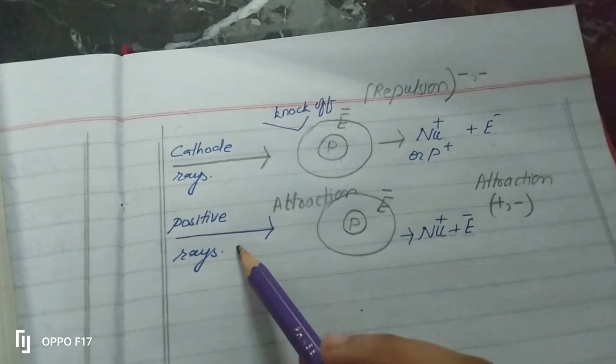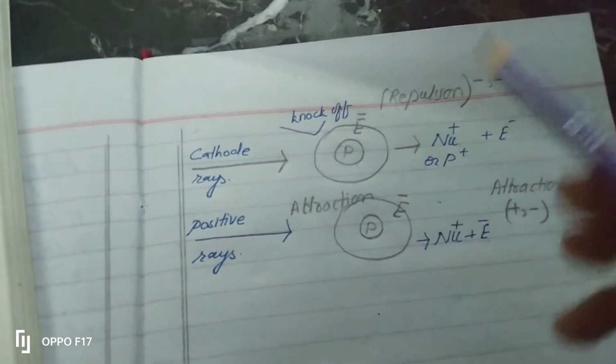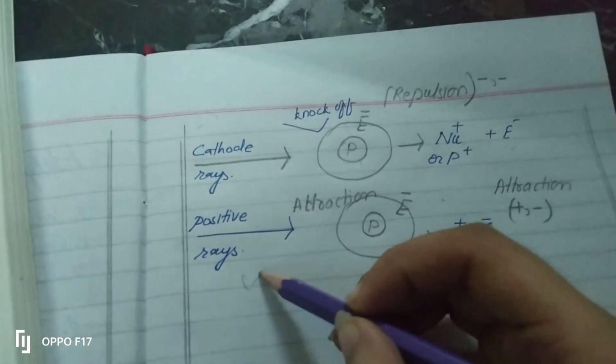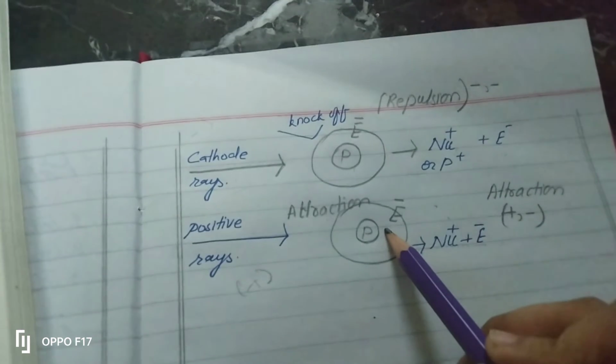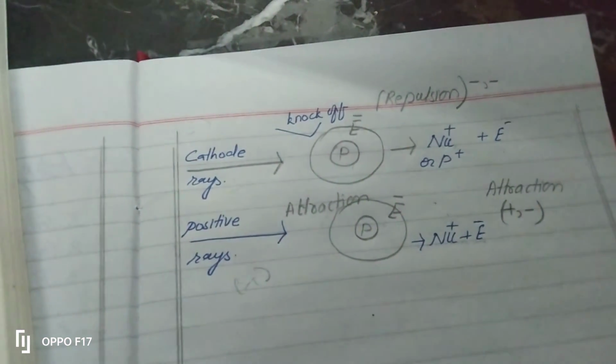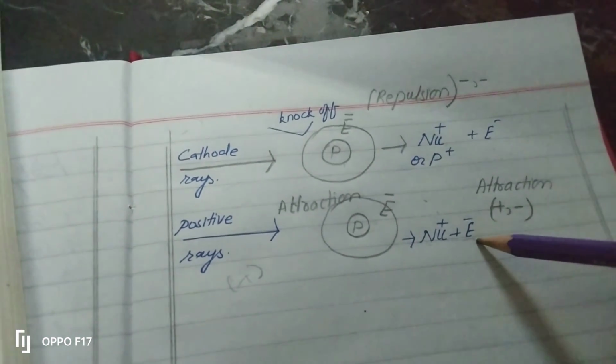But in the other case, when we passed positive rays, it knocked off the electron. Why? Because they attracted each other. Positive rays are positive and this electron is negative, so they are both attracted to each other, and the electron is also out from the shell. So over here we have a positive nucleus and a negative electron.